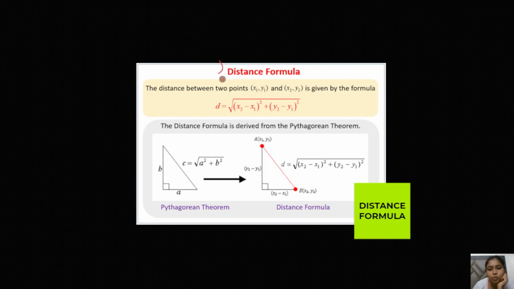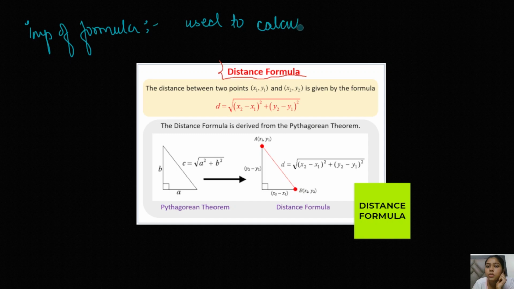What is this distance formula? As the name suggests, the importance of this particular formula is that it is used to calculate the distance between two particular points. When the two points or the coordinates are given, then it is used to calculate the distance between the two points or the coordinates. Let's just suppose there is a line.